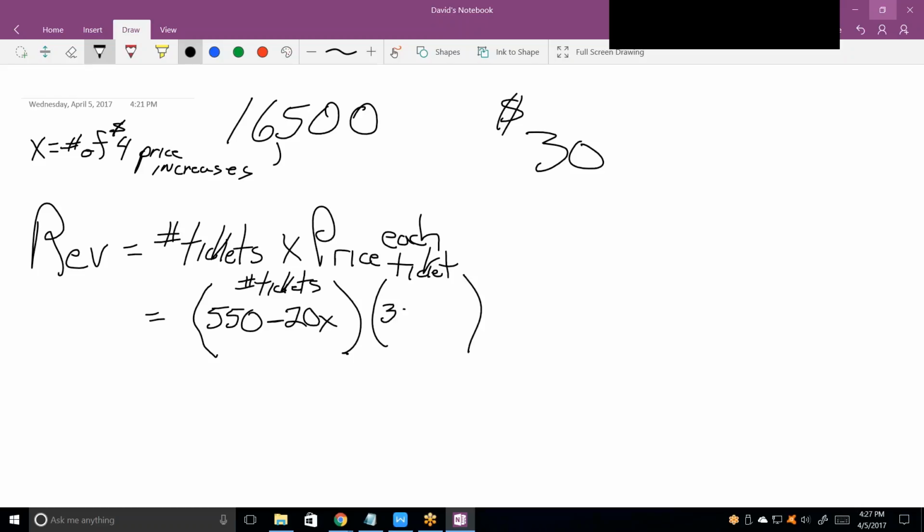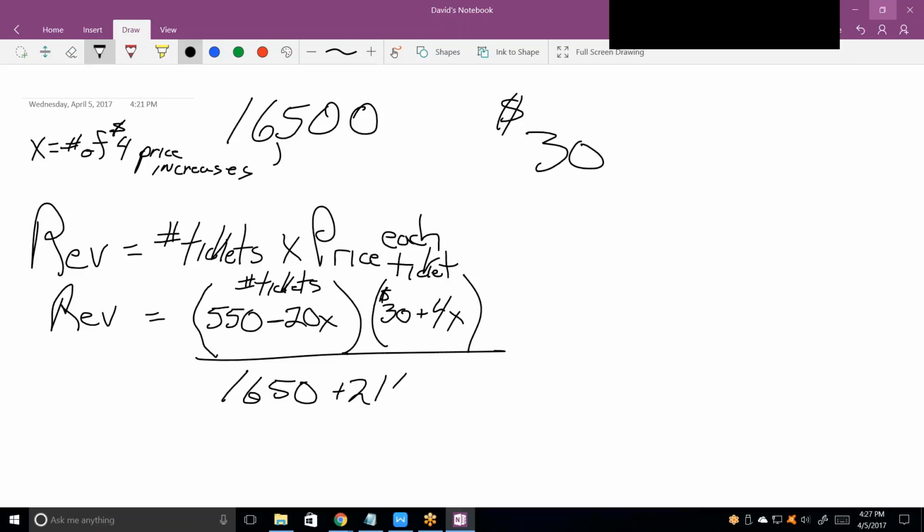Well, what's each ticket price going to be? Isn't it $30 plus 4x? In other words, if x is 1, I'm going to sell each ticket for $34. If x is 2, I'm going to sell each ticket for $38. So now I have my revenue as a complete function of x. Notice that I can multiply those two terms together and get a quadratic. And the quadratic is, I did this in my head, 16,500 plus 2,140 x minus 80x squared. So there's our quadratic.